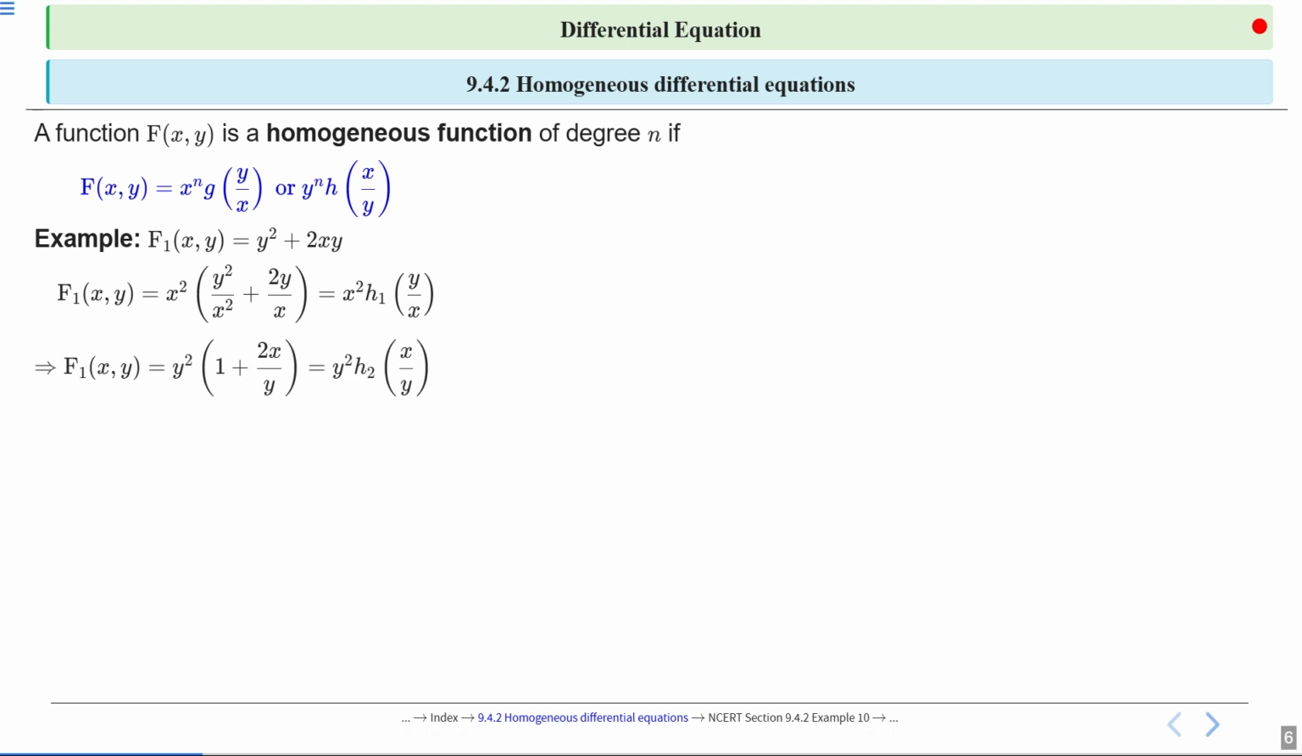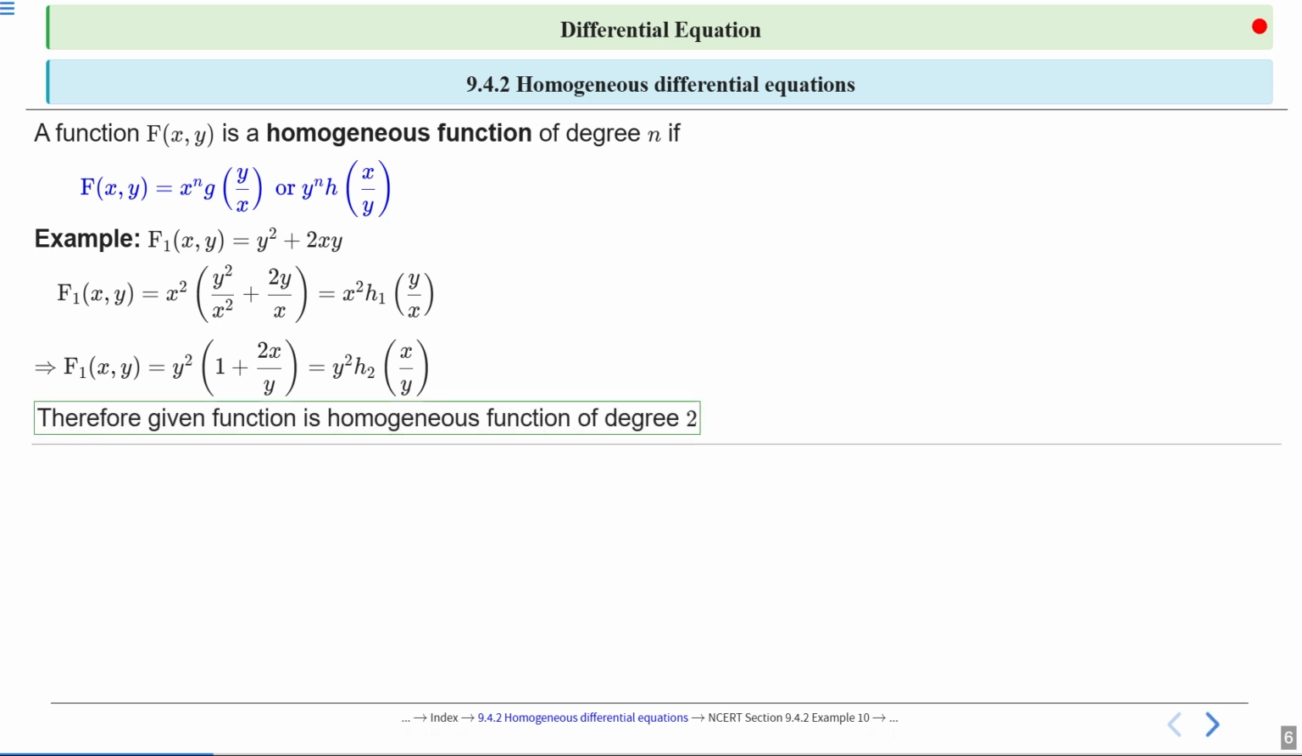In a similar way, if we take y square as common, we get y square (1 plus 2x by y), and we can observe here that the function inside the bracket is of the type h(x/y). So the given function is a homogeneous function of degree 2. Okay.